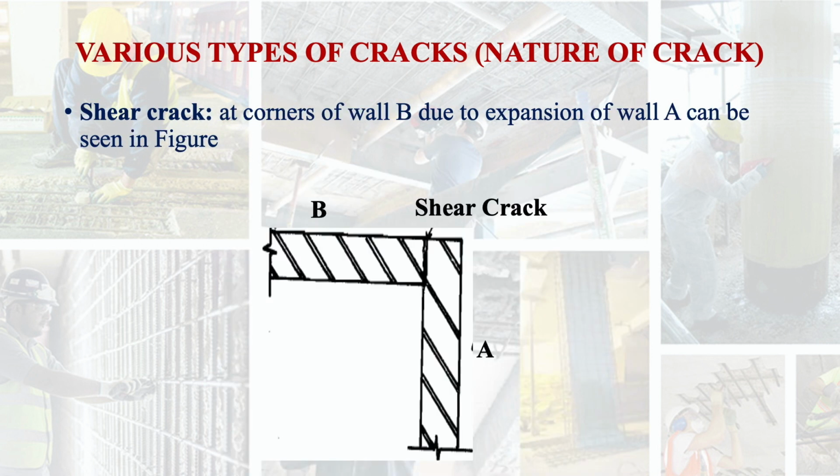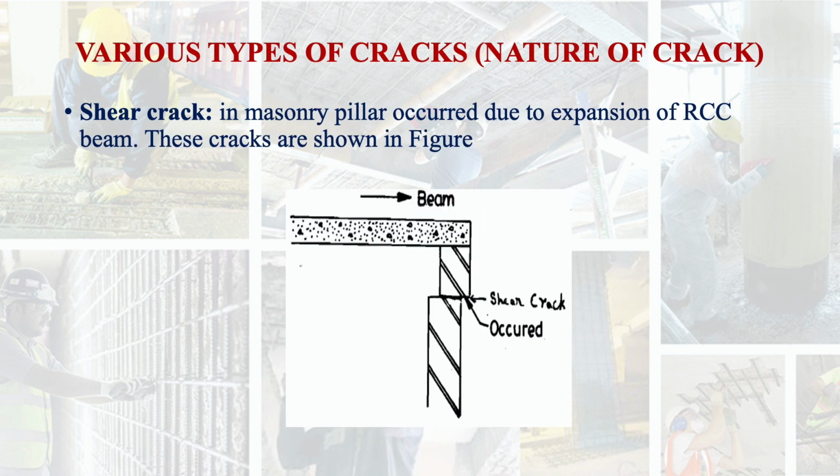Shear crack. Shear cracks occur at corners of walls. Here you see that at the corner of wall B, due to the expansion of wall A, the shear crack is there. So at the joint of these two walls A and B, you see a shear crack here. Shear crack in masonry pillar occurred due to expansion of RCC beam. These cracks are shown here in this figure, that due to the expansion of the RCC beam, there is a shear crack in the pillar.